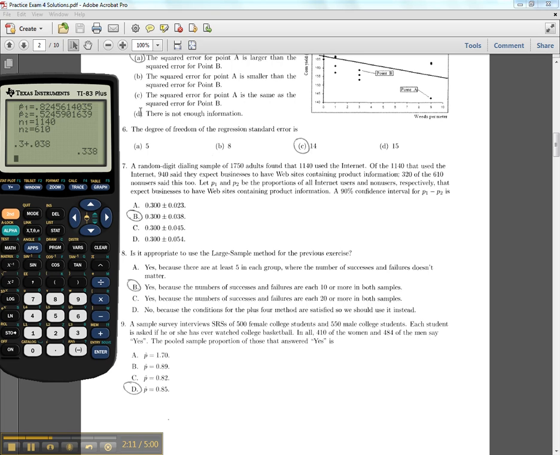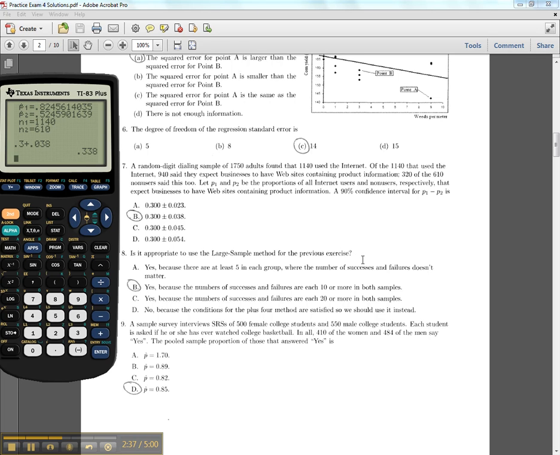Again, don't be alarmed just because your calculator gives you the interval and you have the options right here, and you're like, oh, which one is it? I'd feel really bad for you if you did it right to this point and then you just mess up because you don't know how to do the plus or minus from your four options. Anyway, it's B. So number 8, it says, is it appropriate to use the large sample method for the previous exercise?